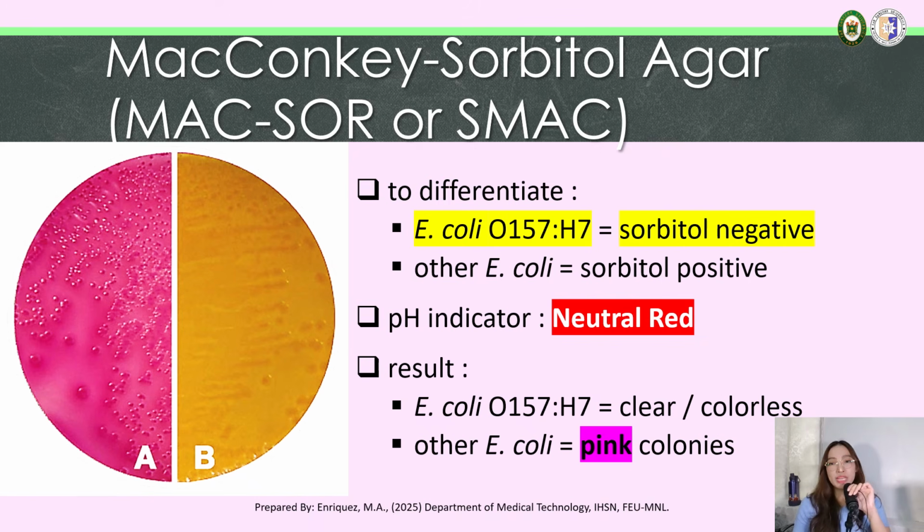So, ang mangyayari po dito, same principle no with lactose fermentation. Once sorbitol has been fermented, it would produce acidic byproducts.